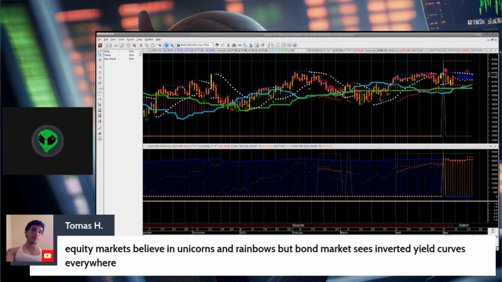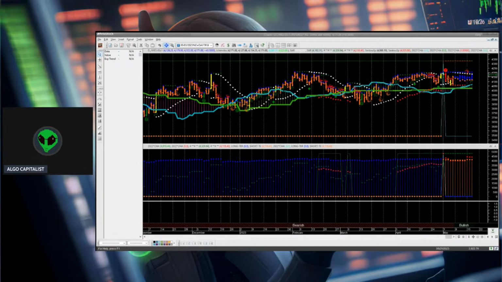I like that, Thomas. He says equity markets believe in unicorns and rainbows, but bond market sees inverted yield curves everywhere. I know the bond market is a whole another ball of wax.